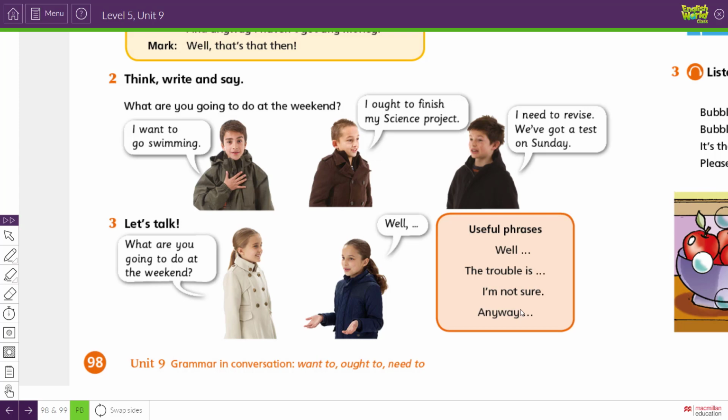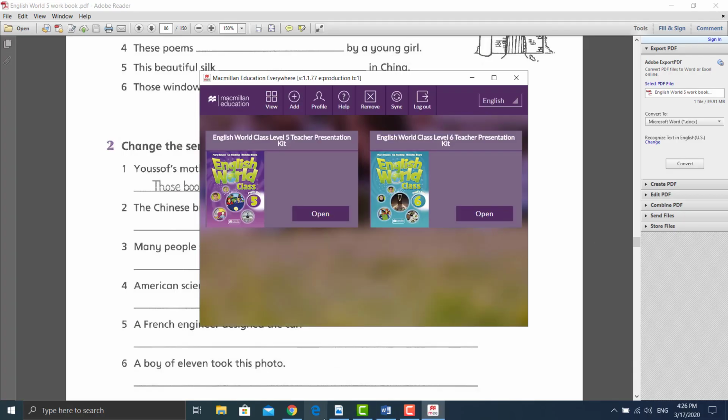When someone asks you, what are you going to do at the weekend? And you don't have a clear idea to tell, you say, well, and the use of well gives you time to think. And after that you continue, well, I'm going to do so and so. I want to do so and so. I need to do so and so. I ought to do so and so. Okay, let's move quickly to the workbook.